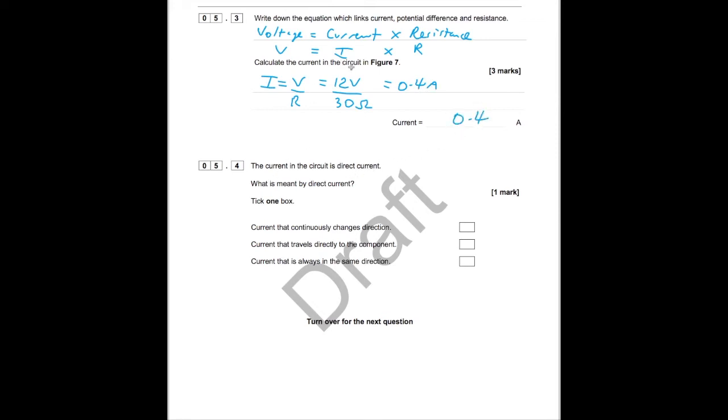Because you want the current in the circuit, you need to know the resistance of the complete circuit. So that's why we've used 30. We didn't use 10, we didn't use 20. The current in the circuit is direct current.